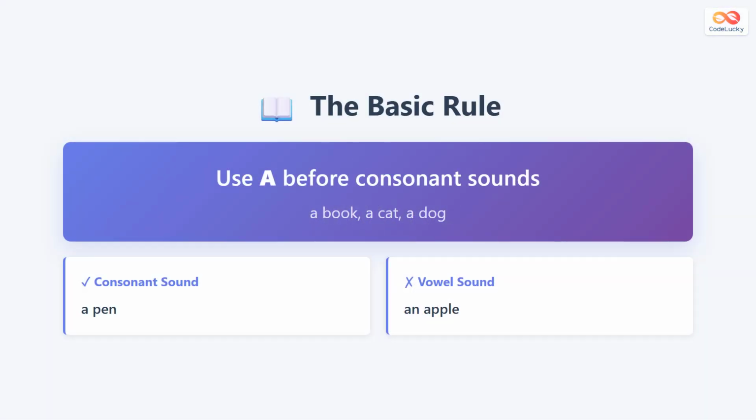The basic rule is simple. Use the article a before words that start with consonant sounds. Consonant sounds include letters like B, C, D, F, G, H, P, S, T, V, and many others. When you hear a consonant sound at the beginning of a word, you use a. For example, we say a book, a cat, and a dog. All these words start with consonant sounds.